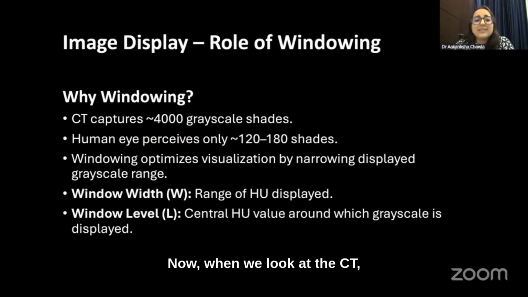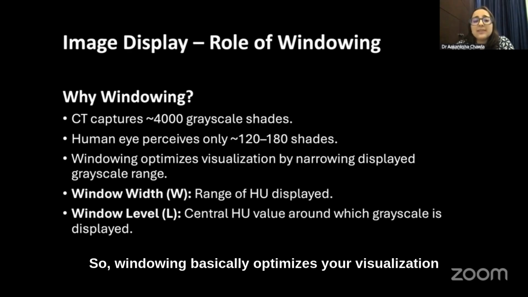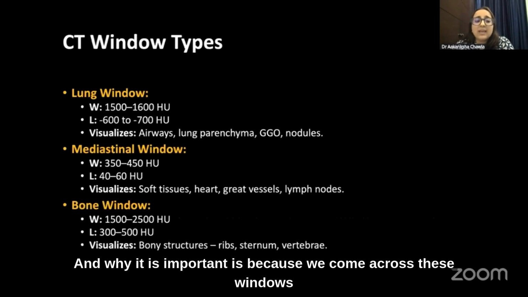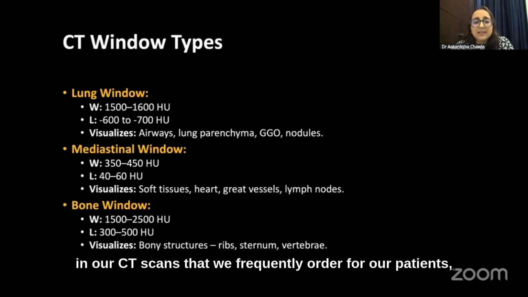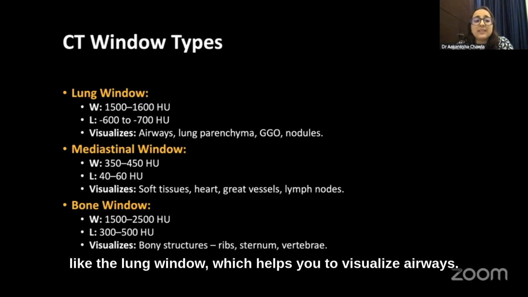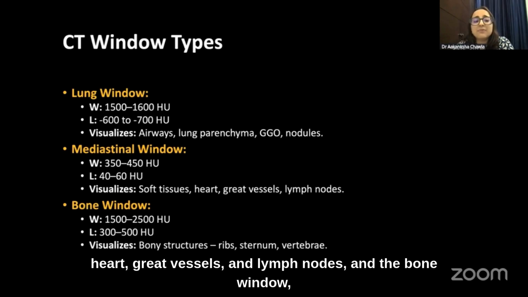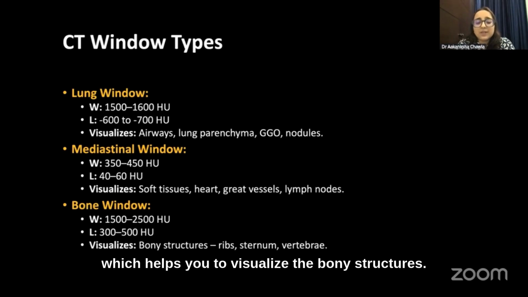Now, when we look at the CT, why is windowing important and what is windowing? Windowing is basically, a CT can capture 4,000 grayscale shades, and the human eye can only perceive about 120 to 180. So windowing optimizes your visualization by narrowing your displayed grayscale range. And why it is important is because we come across these windows in the CT scans that we frequently order for our patients, like the lung window, which helps you to visualize airways, lung parenchyma, ground glass opacities, nodules; mediastinal windows, which help to visualize soft tissues, heart, great vessels, and lymph nodes; and the bone window, which helps you to visualize the bony structures.